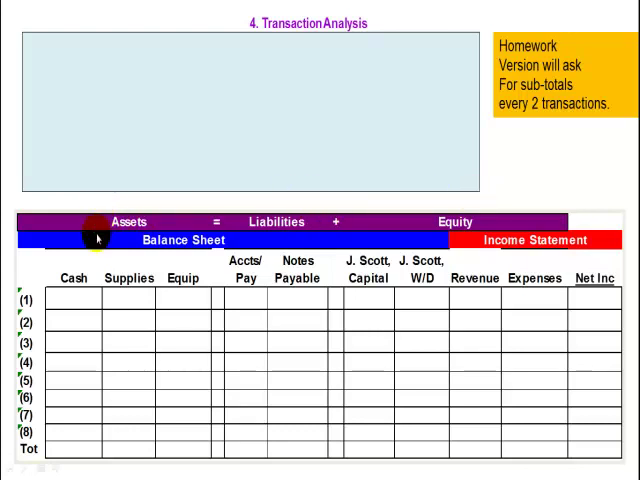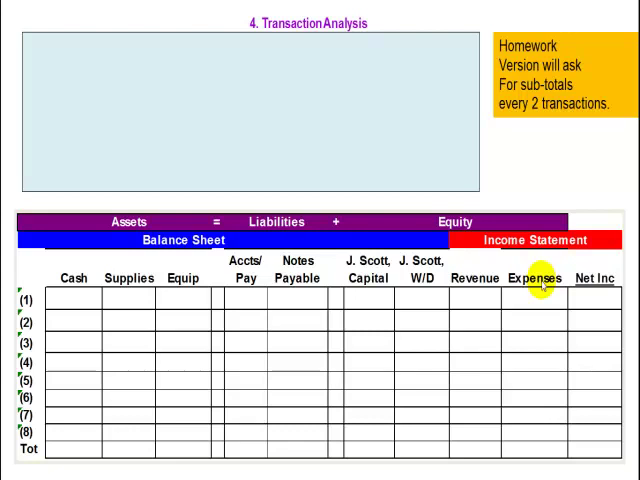First of all, notice that we've got assets equal liabilities plus equity, and we've got it broken down into balance sheet accounts, which would be cash, supplies, equipment, accounts payable, notes payable, the J. Scott capital account, and the J. Scott withdrawing account. Those would be all the things you'd see on a balance sheet. We've also got some equity accounts here that are going to be on the income statement, which would be revenues, expenses, and net income is not an account. It is not an account. It's just the result of revenues minus expenses.